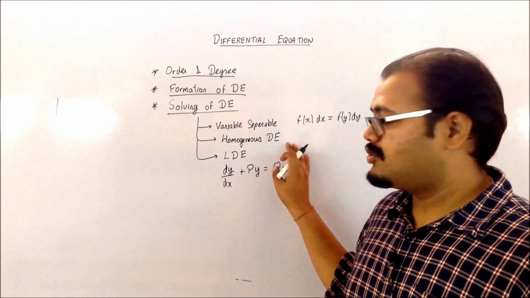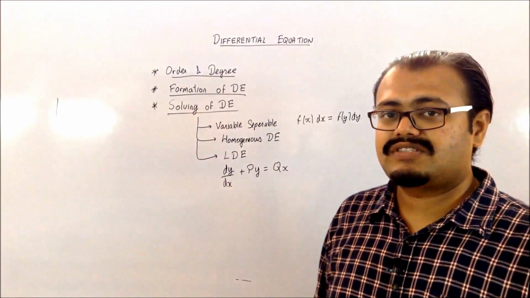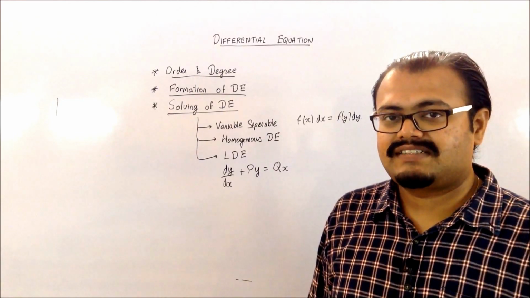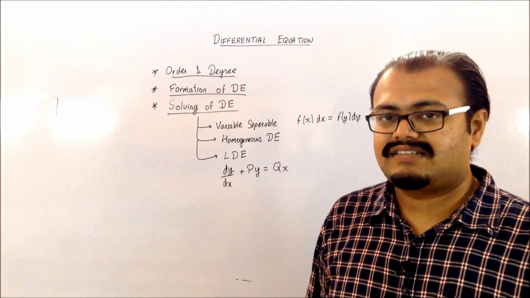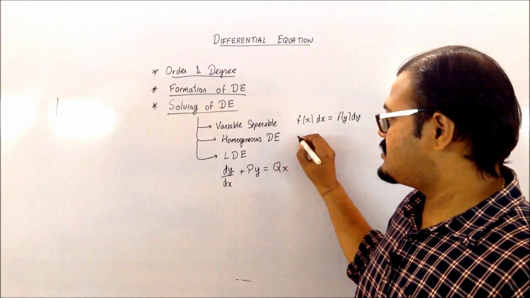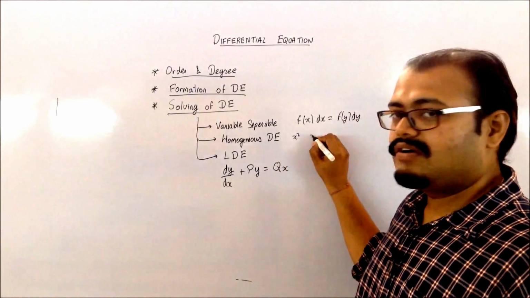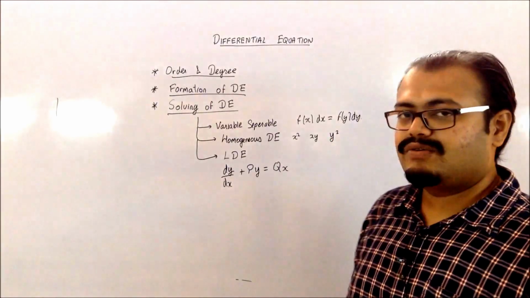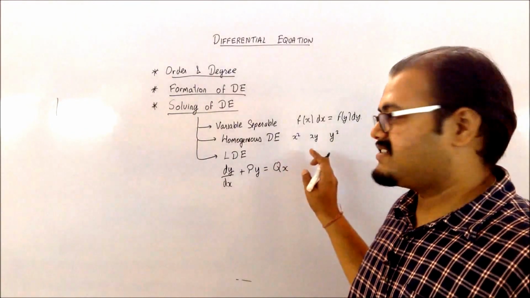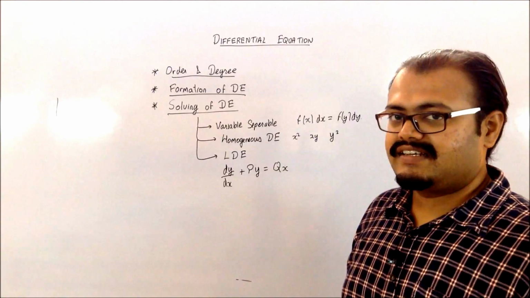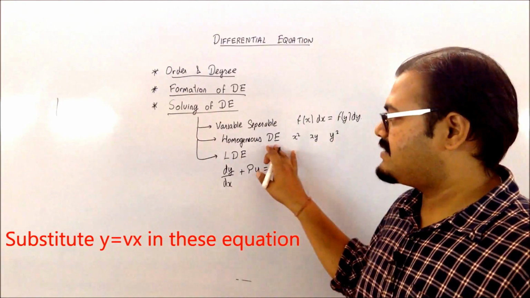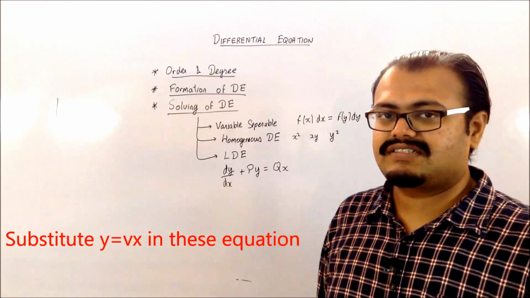Next one is the homogeneous differential equation. So homogeneous equation means the degree of the terms which are present, that is the x and y terms, is constant. Like you will have terms like x square or xy and y square. So if the equation consists of such terms, where you have the degree as same, then in that case that becomes a homogeneous differential equation.